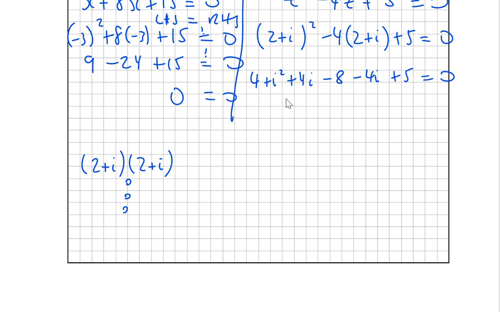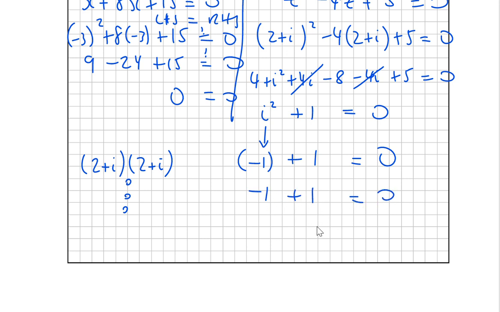So tidying up a bit now, as much as we can. We have an i squared there. I'll just leave it there for a second. We have a 4i minus 4i, they cancel. We have 4 and 5 is 9. 9 minus 8 is 1. And we all know that one of the fundamental things of complex numbers is that i squared is equal to minus 1. And that's going to be minus 1 plus 1 is equal to 0. And of course then minus 1 plus 1 is 0, so 0 equals 0. So therefore 2 plus i is a solution. But we already knew that because the question said show that it's a solution.